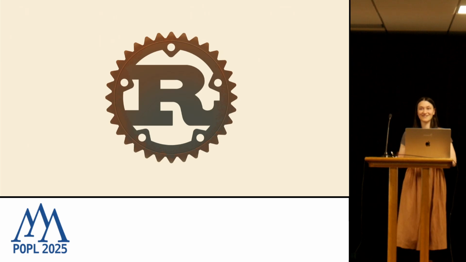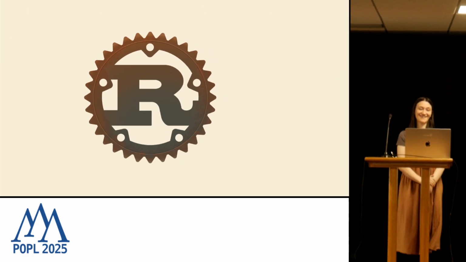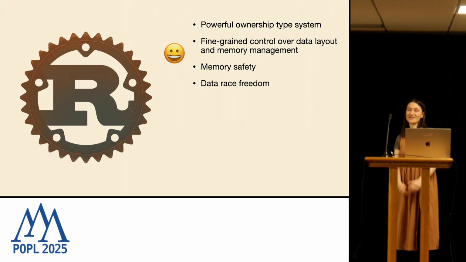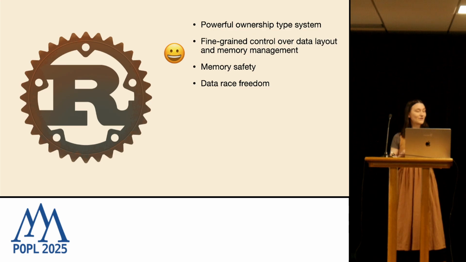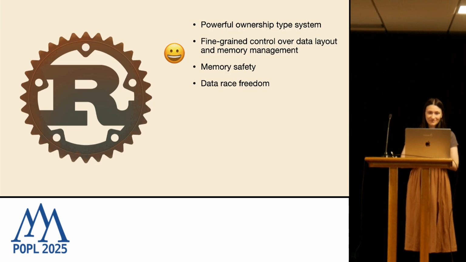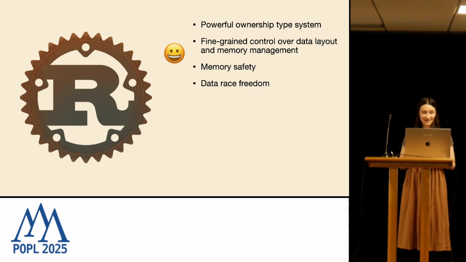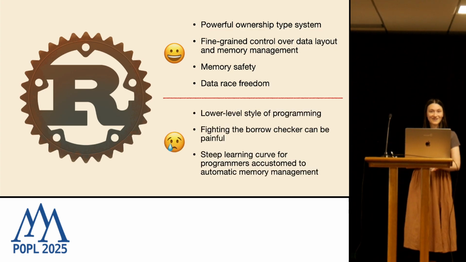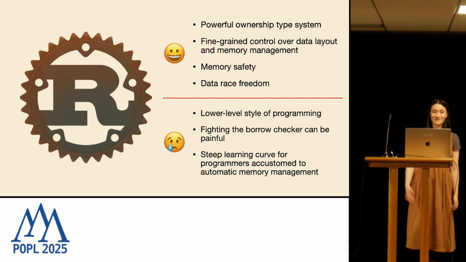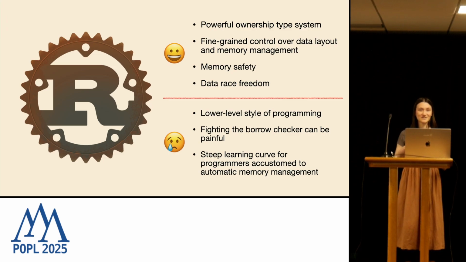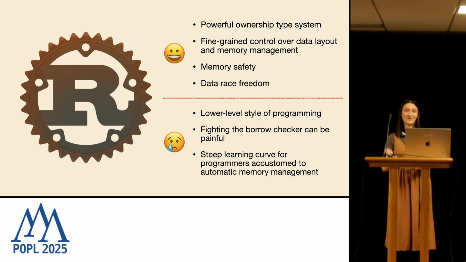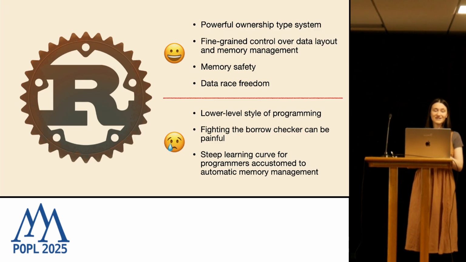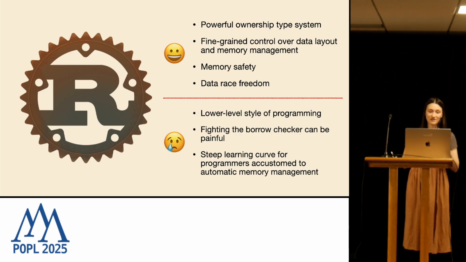So I think a lot of us here can agree that Rust is great. On the one hand, its powerful ownership type system provides fine-grained control over data, layout, and memory management. While on the other hand, it remains memory safe, and it even prevents data races. Now that being said, unfortunately, not everyone wants to program in Rust. So why is that? Well, it might be because of its lower-level style of programming. It can sometimes also be slightly annoying to fight with the borrow checker. And finally, it has a somewhat steep learning curve for programmers that are accustomed to automatic memory management, such as a garbage collector.